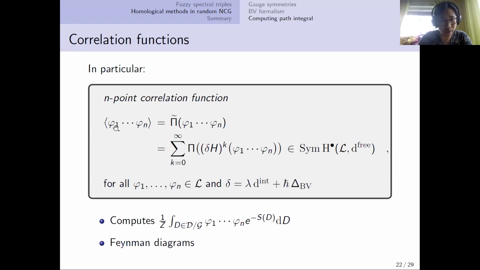So if we take observables phi one to phi n and want to compute their expectation value, we just apply the map pi tilde. This pi tilde is built up of pi, the projection, and delta, the perturbation part of the differential, so lambda d int plus h bar times the BV Laplacian, and h is a contracting homotopy which comes with the strong deformation retract. This is applied order by order in lambda and h bar. So this computes for us the path integral, and quite naturally one can get Feynman diagrams from this formula, which we will see a bit of later.